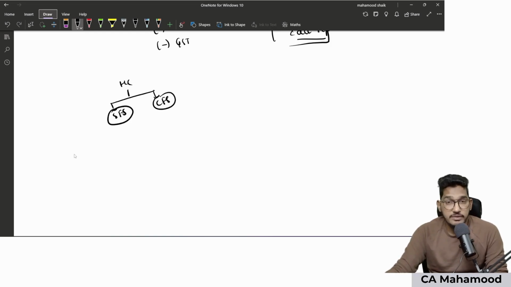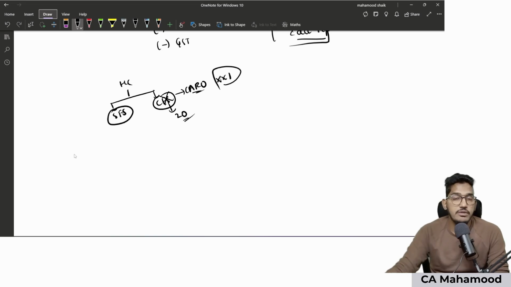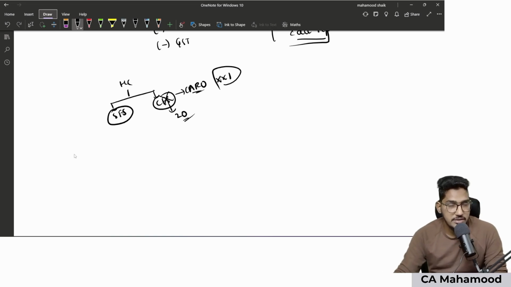And while conducting audit of consolidated financial statements, CARO is exempted except one clause, which is clause number 21. If you are conducting audit of consolidated financial statements, your audit report need not include the 20 clauses. Only clause number 21 should be mentioned in consolidated financial statements.